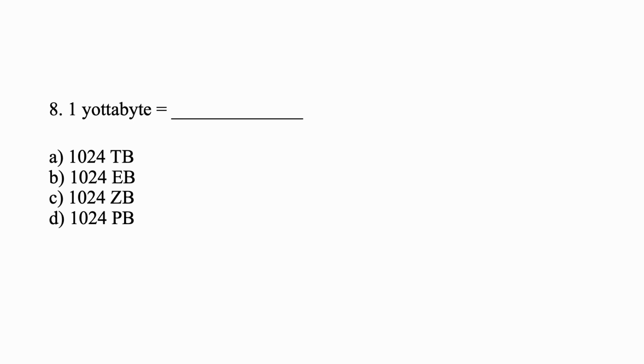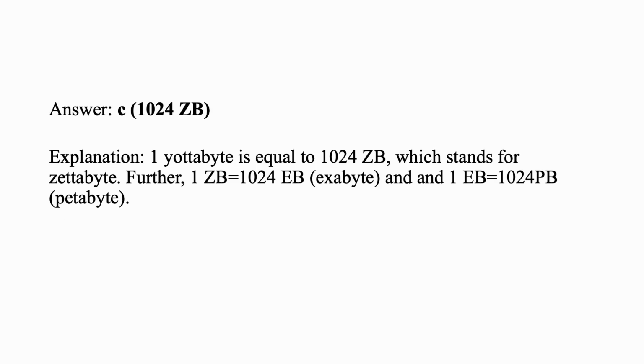So your correct answer is option C, 1024 zettabytes. So 1 yottabyte is equal to 1024 zettabyte. Further, 1 zettabyte is equal to 1024 EB, exabyte, and 1 EB is equal to 1024 petabytes.